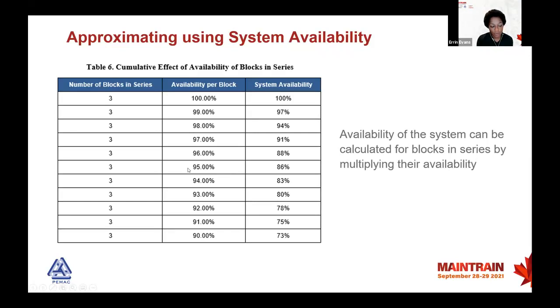If your subsystem is performing, or if one of the blocks is performing at that 95% availability, the availability of your system is actually much lower. It's actually 86%. And so oftentimes it's something that we have to keep in mind when we're looking to improve reliability, especially when it's essentially a simple subsystem with lots of blocks in series. So that's where redundancy can start to help us.